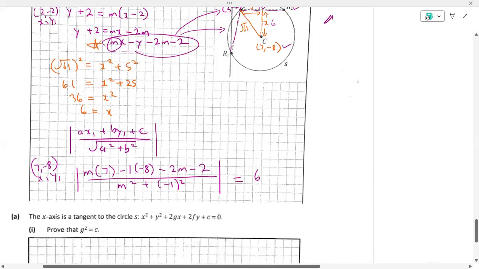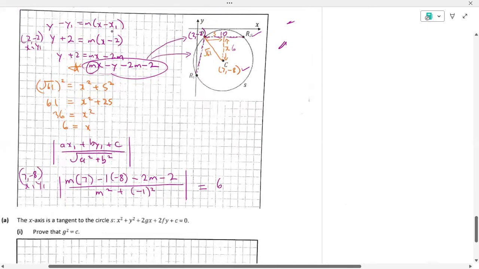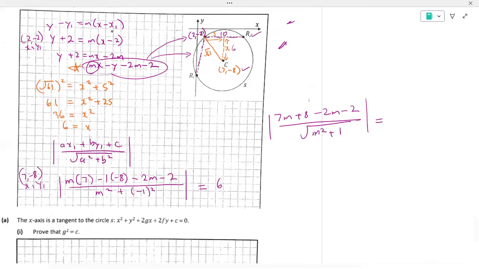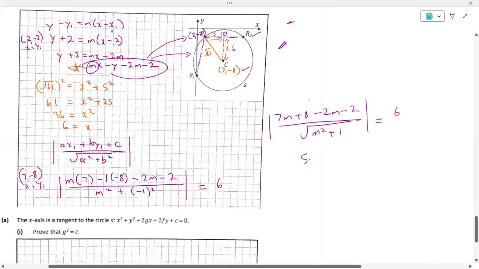I'm going to tidy this up a little bit. So I'm going to have 7m plus 8 minus 2m minus 2. And that's going to be very similar to the last question. That's going to be over 1 is equal to 6. Now I'm going to do the same thing as before. I'm going to square both sides. So it's going to be 5m when I tidy up plus 6. And I'm going to have to square that now. So I'm going to pop that as 6 over 1. So I'm going to square both sides.